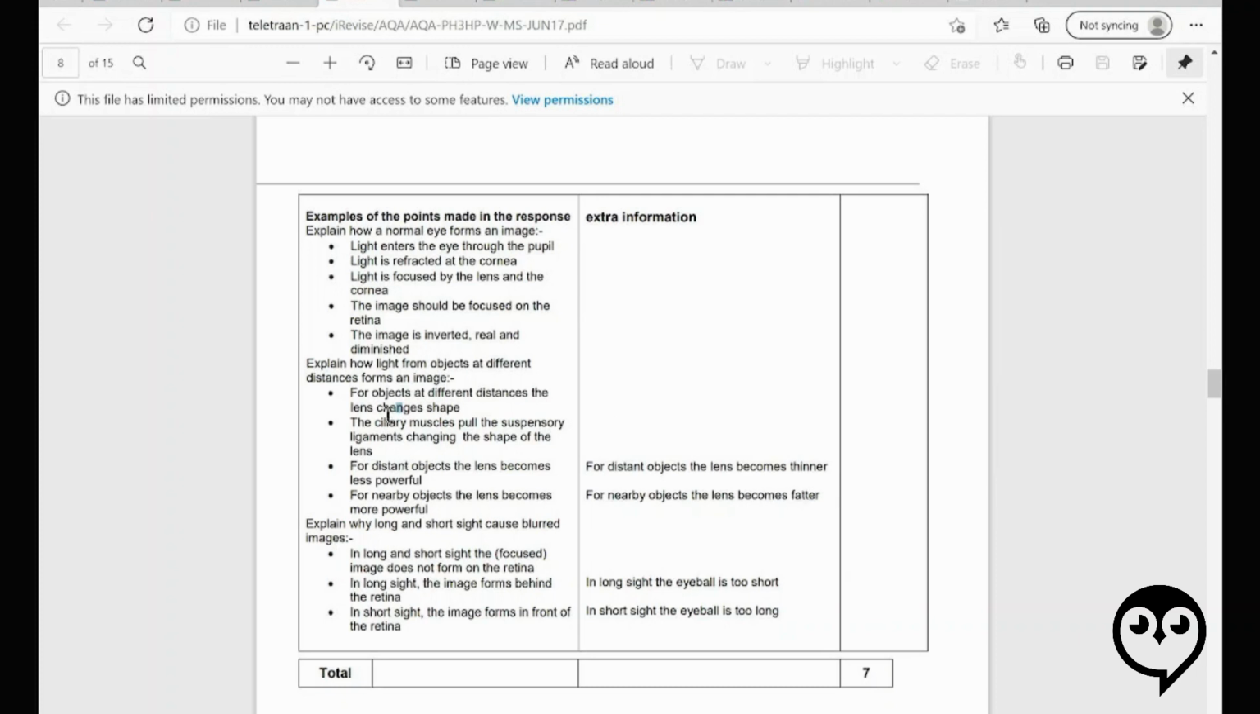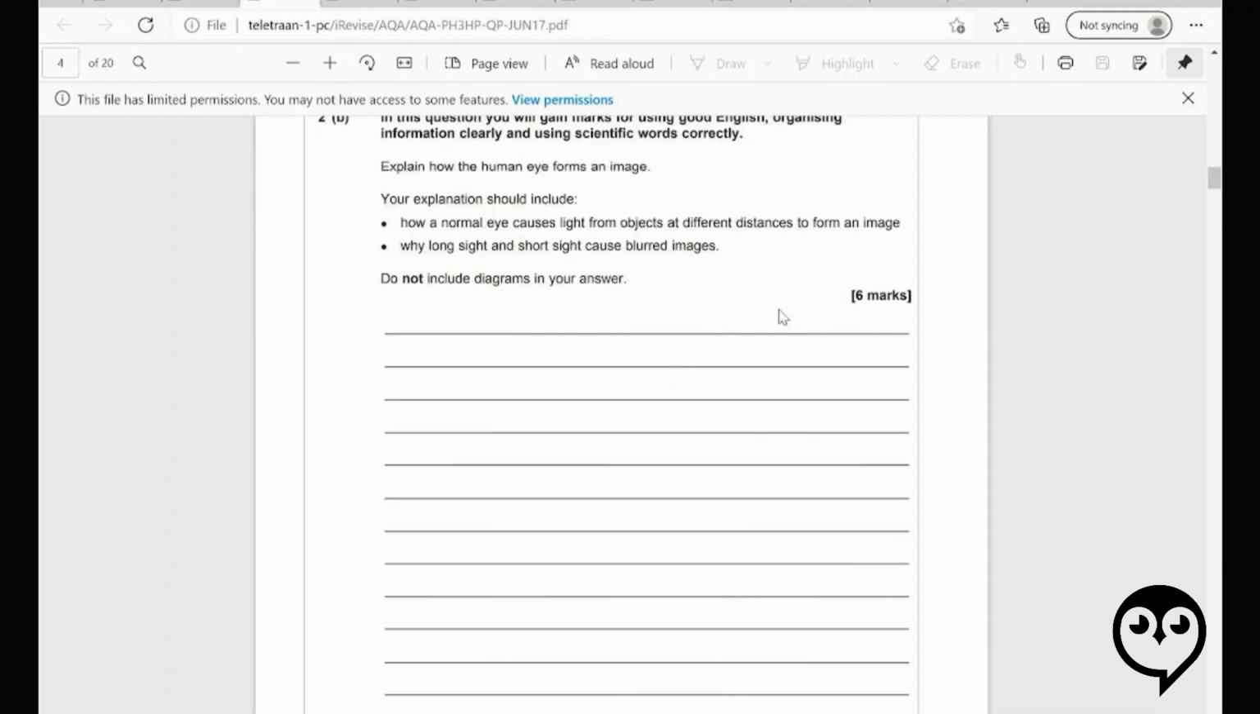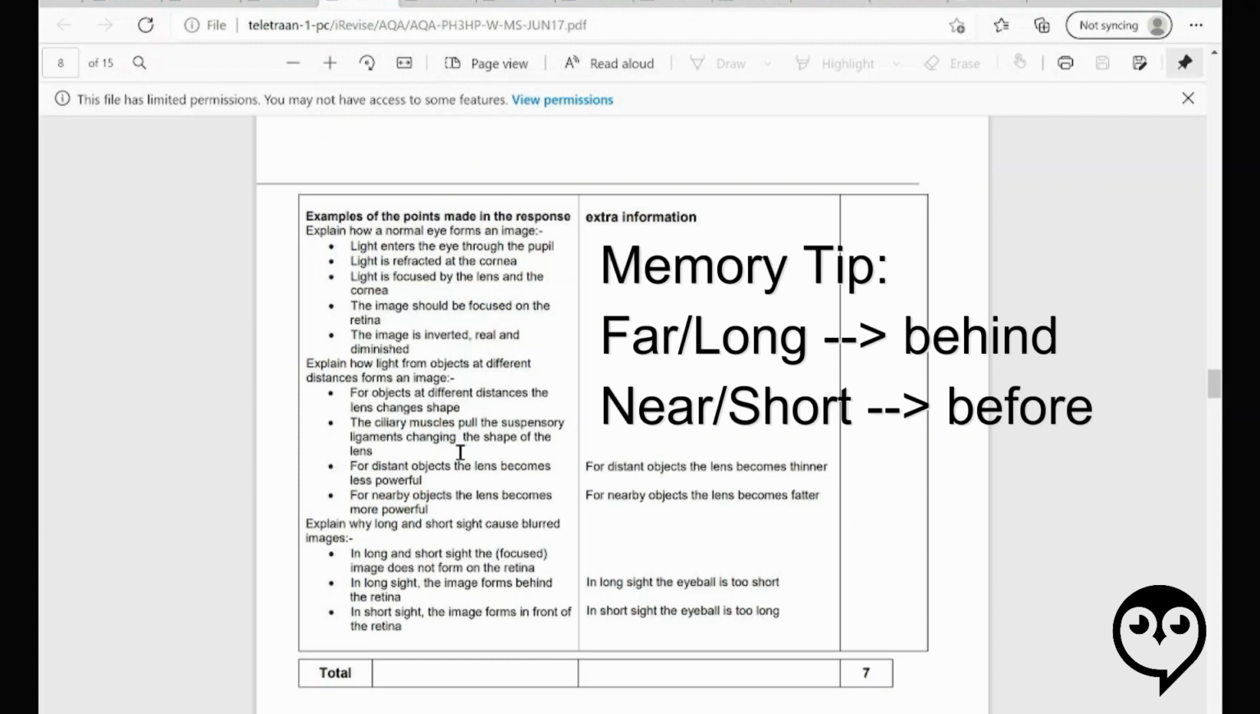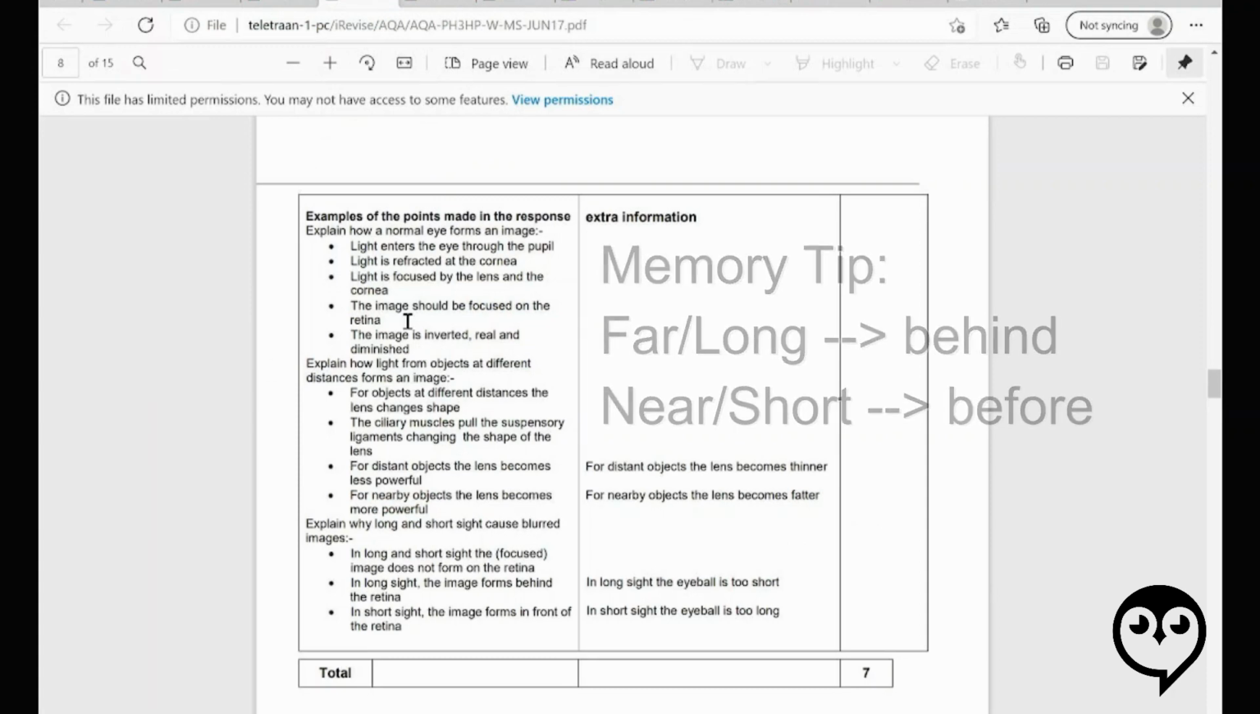Or you talk about how you're going to get blurred vision if you've got short or long sightedness, because in long sight, the image forms behind; in short sight, it forms in front of the retina. And you could talk about the eyeball being too long or too short for those respective cases. So that should be a fairly straightforward and fairly easy 6 marker, but maybe have a look around on the O Physics website, just have a feel for some of these, or whatever demonstrations work for you, so you can get a feel for that.